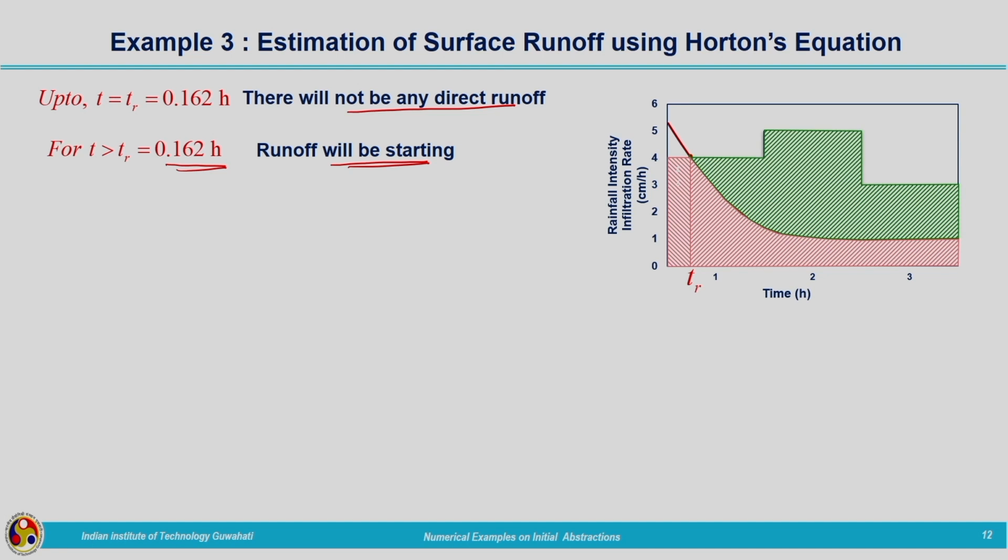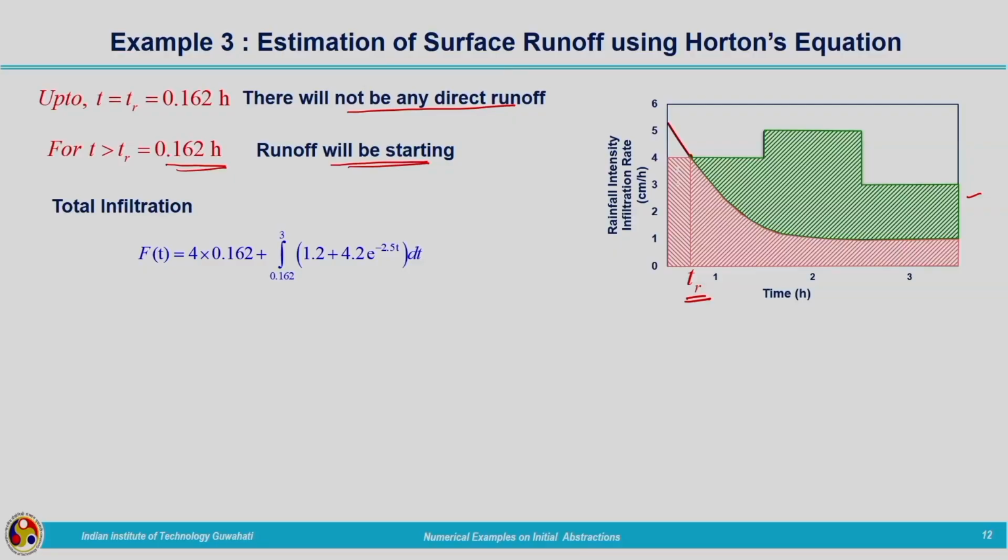So, the runoff will be starting after T is equal to TR. That portion of the rainfall data, the rainfall hydrograph, which is marked by means of these green hatched lines, is representing our excess rainfall or the direct runoff. So, how can we get the volume of water corresponding to direct runoff? Now, we know that we have demarcated the region between the abstractions and the excess rainfall.